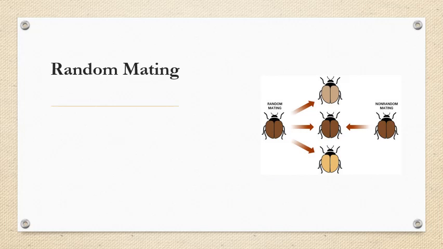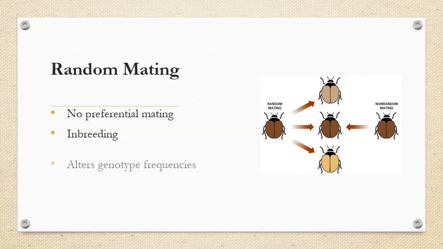The next assumption is random mating, which is basically mating without preference. Random mating is required for genetic equilibrium because it prevents inbreeding. Inbreeding is a form of non-random mating that alters genotype frequencies. So we can see how inbreeding can serve as a mechanism for evolution because inbreeding tends to promote homozygosity and decrease the heterozygosity within a population. And heterozygosity maintains the genetic variation that we see within a population.